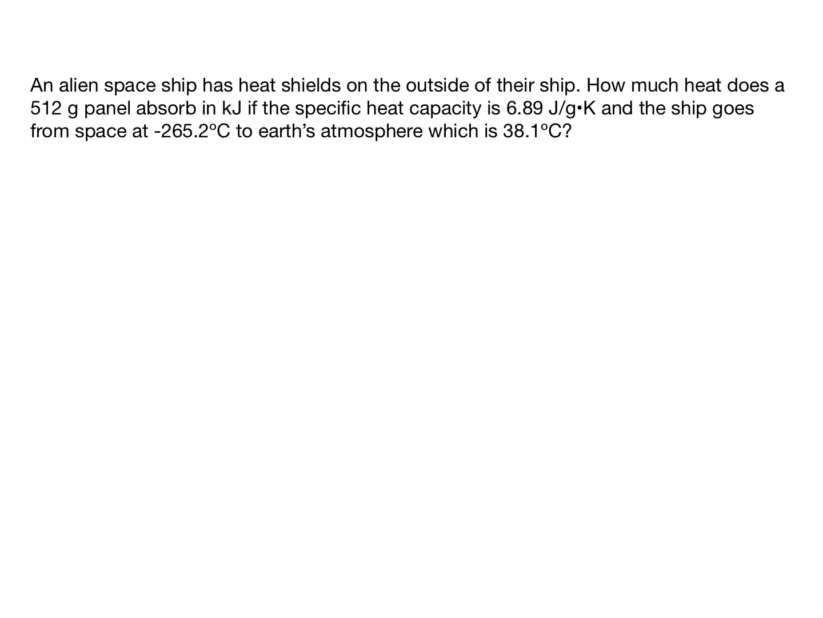So in this example, we have an alien spaceship and it has heat shields on the outside of this ship. And so how much heat does a 512 gram panel absorb in kilojoules if the specific heat capacity is 6.89 joules per gram Kelvin and the ship goes from space at negative 265.2 degrees Celsius to the Earth's atmosphere, which is 38.1.